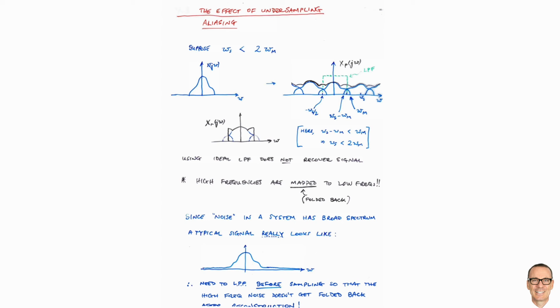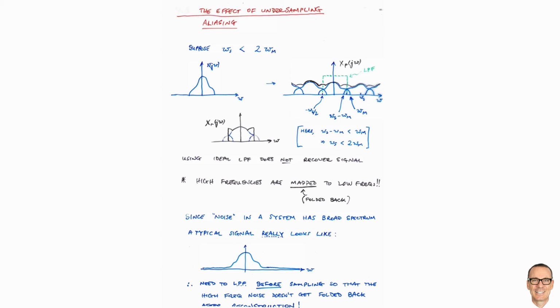So this shows the effect of undersampling, which we call aliasing. As mentioned previously, if you don't sample fast enough, then you'll get an overlap in the frequency domain. We call this aliasing. This is when omega s is less than 2 times omega m. Don't forget, omega s is the sampling rate, the sampling frequency, and omega m is the maximum frequency of the signal, your original signal.